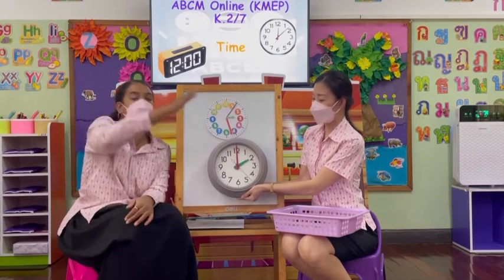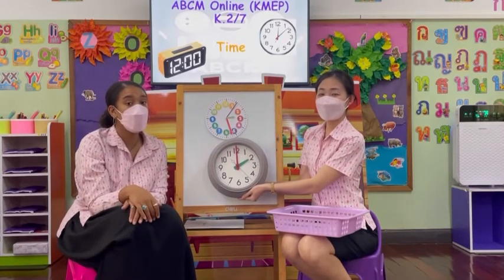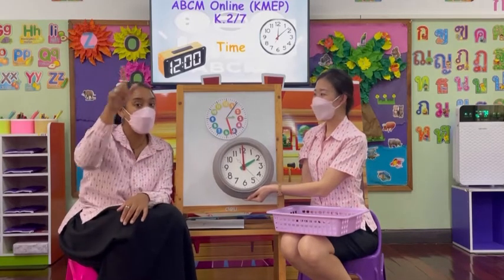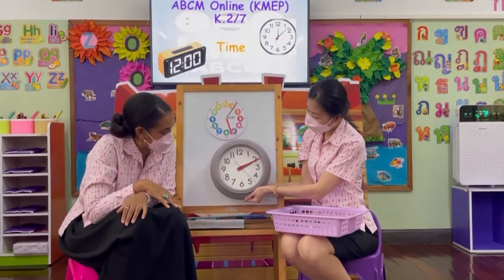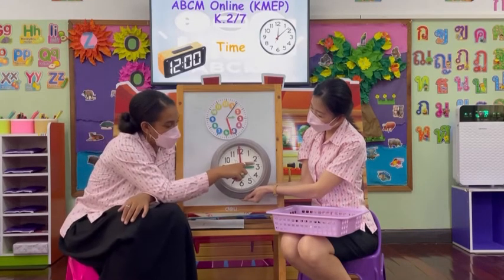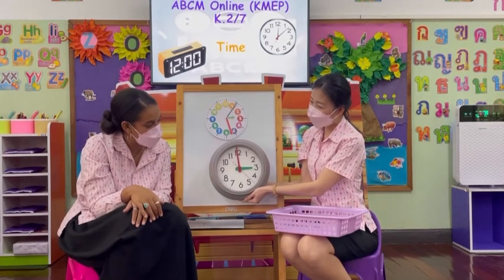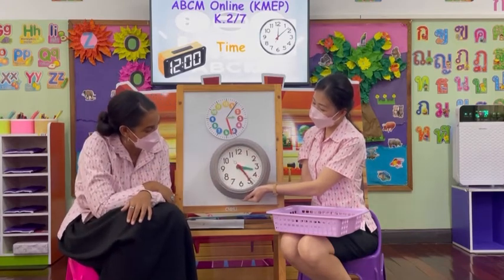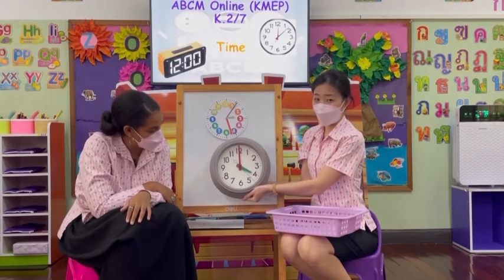Now we have our minute hand pointing up and our green hand pointing to two, and we call this 2 o'clock. So if our minute hand moves around one more time, what time do you think it's going to be? Three o'clock. That's how we can tell the time. Now, as our minute hand keeps going round, our time changes. 4 o'clock.